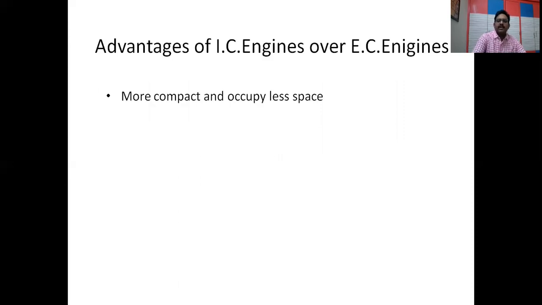They are more compact and occupy less space. If you observe an external combustion engine in a thermal power plant, the boiler setup takes a lot of space. So the internal combustion engine is compact and takes less space. That is the main advantage.